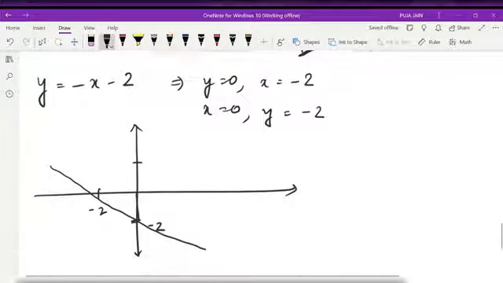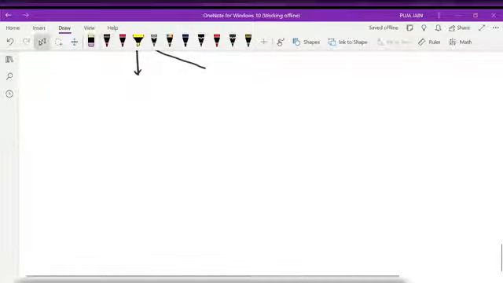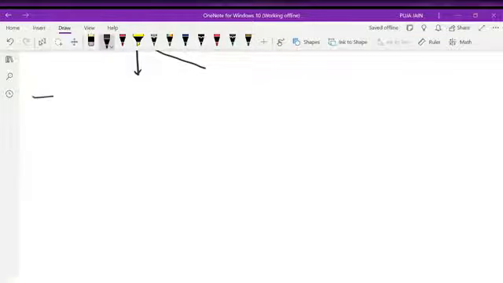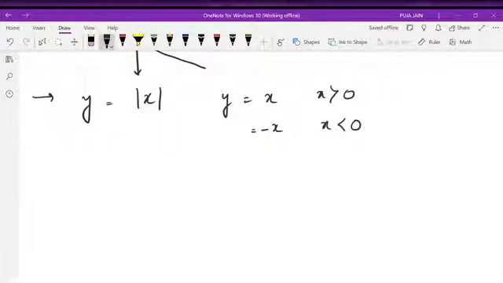Now suppose we are getting y equals mod of x. Fine. Now what does this mean? y equals x when x is greater than 0, and y equals minus x when x is less than 0. Correct? So these are straight line equations.